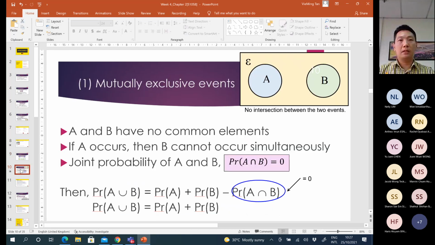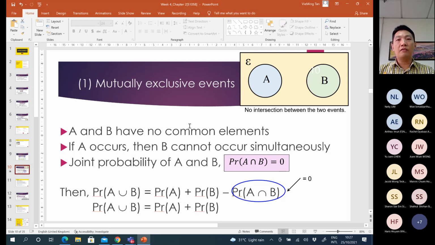Next, mutually exclusive. What is the meaning of mutually exclusive? Mutually exclusive means that two events cannot happen at the same time, cannot happen simultaneously. So if I draw the Venn diagram, you may find that A and B will not intersect, will not overlap, because they cannot happen at the same time. So A and B will not overlap.